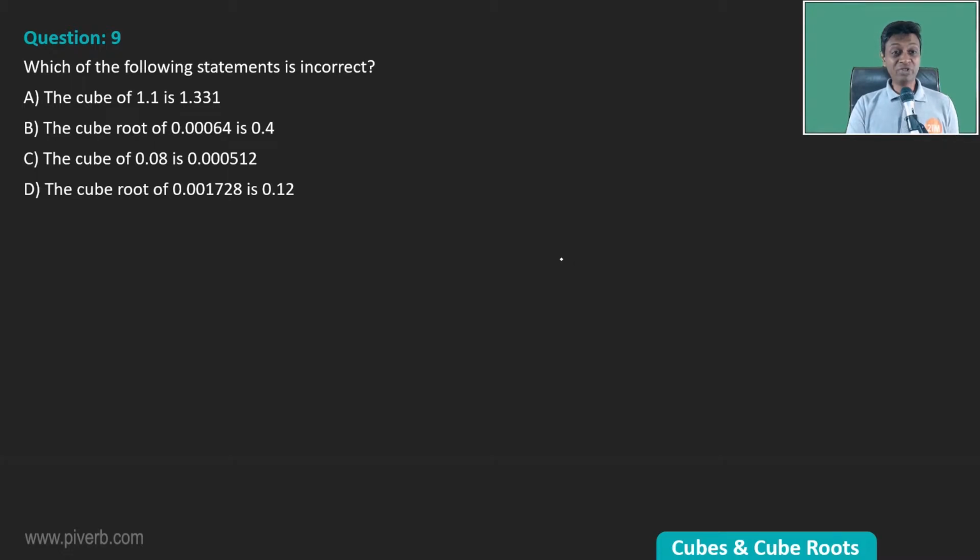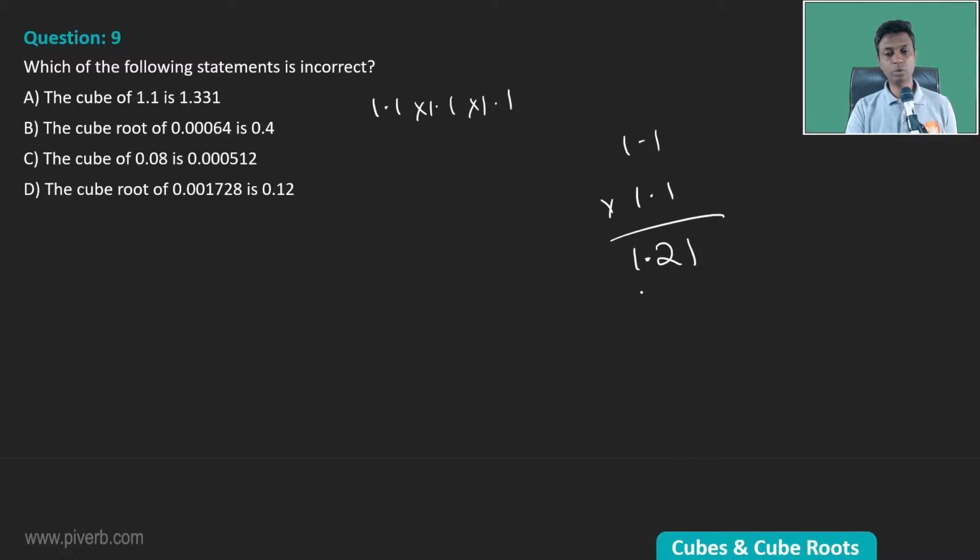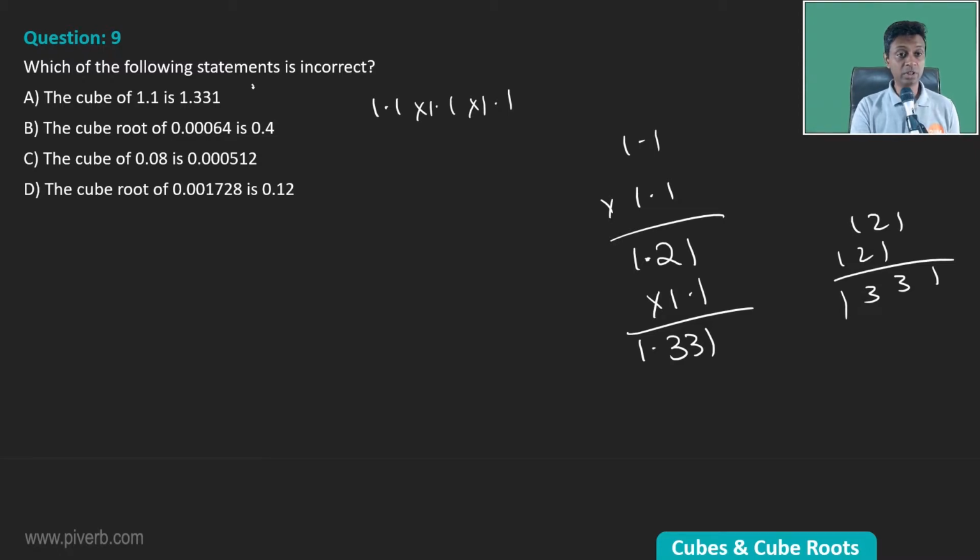Which of the following statements is incorrect? The cube of 1.1 is 1.331. 1.1 into 1.1 into 1.1. 1.1 into 1.1 is 1.21, 1.21 into 1.1 is 1331. 3 decimal places, 1.331. So this statement appears to be correct.